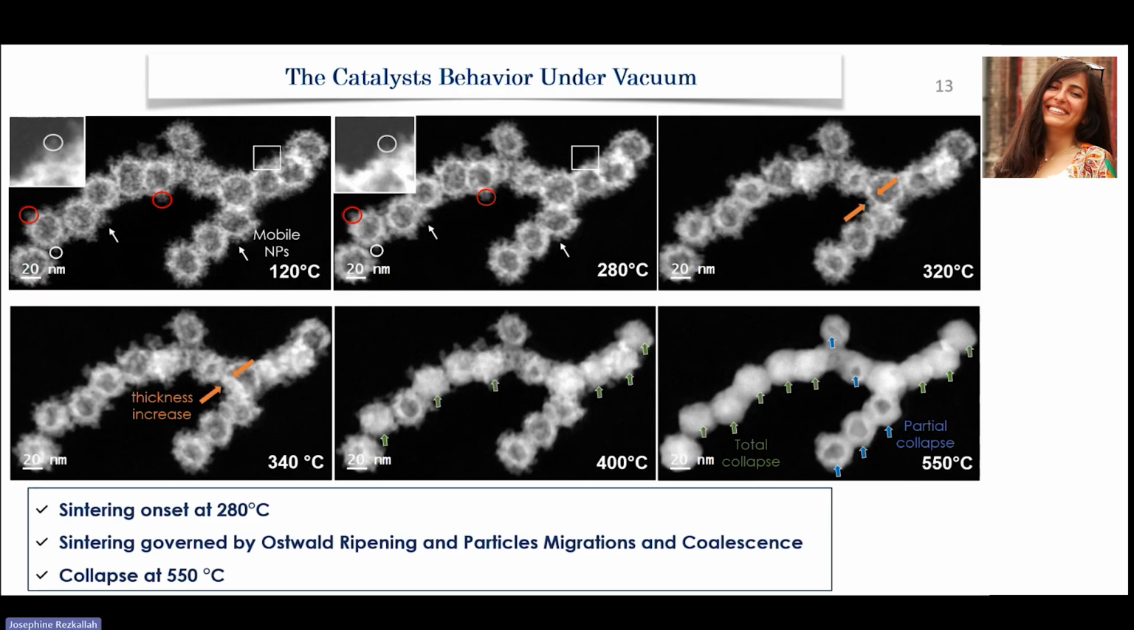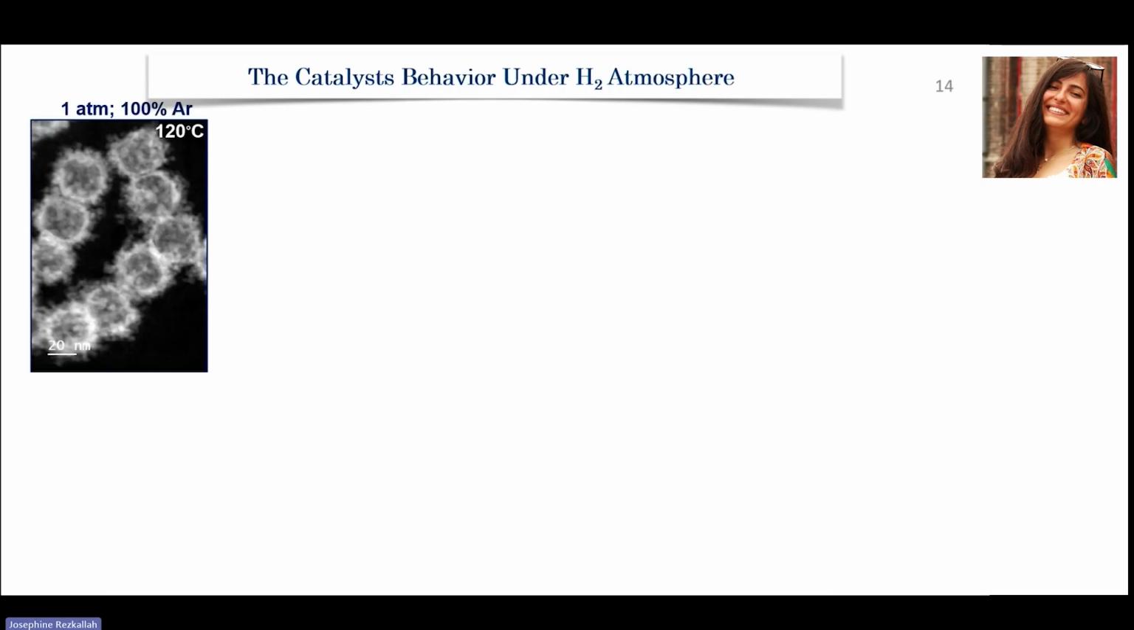The total and the partial collapse is directly linked to the shell thickness. Both of these phenomena affect the catalytic characteristics of the nanoreactors in terms of the inner void and the shell morphology. Now, the next step is to monitor the behavior of these catalysts under hydrogen atmosphere, which is the predominant gas in the CO2 hydrogenation reaction, the model reaction that we chose.